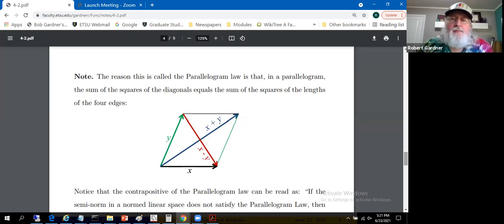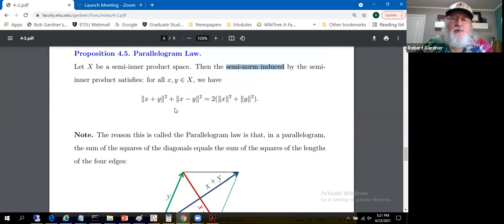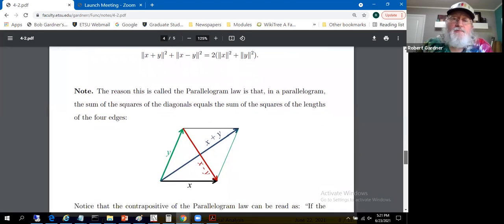So if we add up the sums of the squares of the diagonals, that would be this norm squared plus that norm squared. Hey, that's exactly what we have up here: x plus y, x minus y. That's what we have for the diagonals. I'm kind of borrowing a picture from R2 here. And then we would have the sum of the squares of the lengths of the four edges: norm of x squared plus norm of y squared plus norm of x squared again plus norm of y squared again. So that's exactly what you get. That's a property of parallelograms in Euclidean geometry, and that's the reason this is called the parallelogram law.